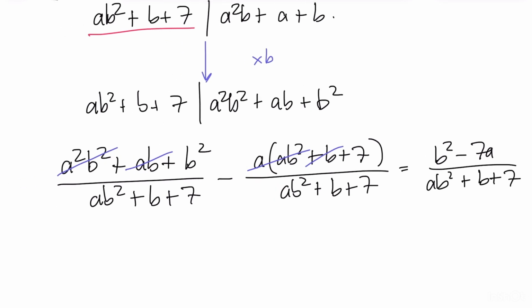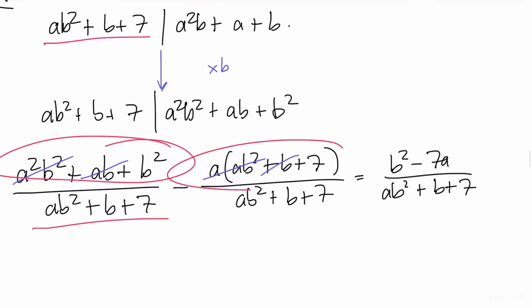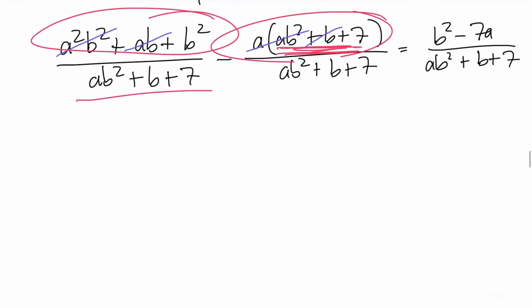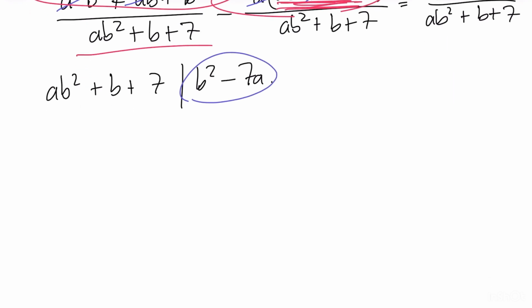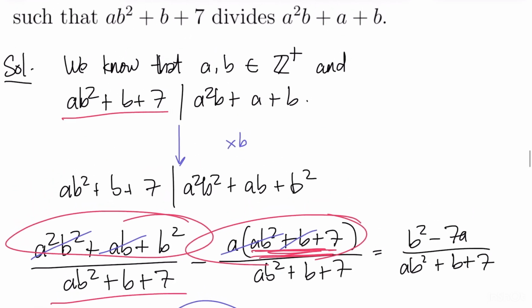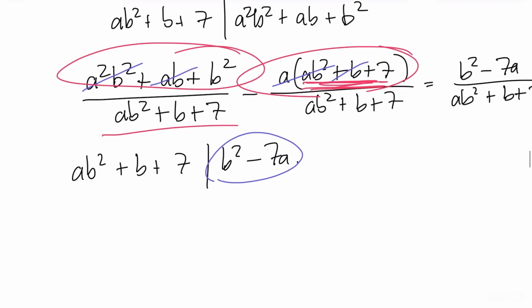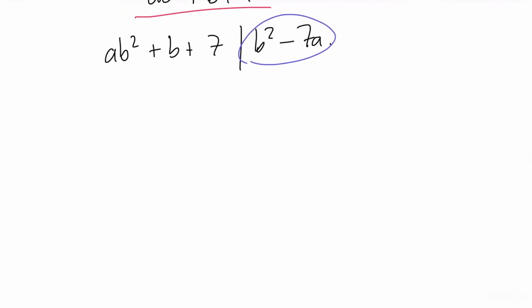Now since this is divisible by ab squared plus b plus 7, and also this one, obviously because there's a factor here, we know that ab squared plus b plus 7 must also divide b squared minus 7a. So this right hand side is obviously much simpler than the one we started with, because now we have two terms. So from this, I'm going to consider three cases for b squared minus 7a.